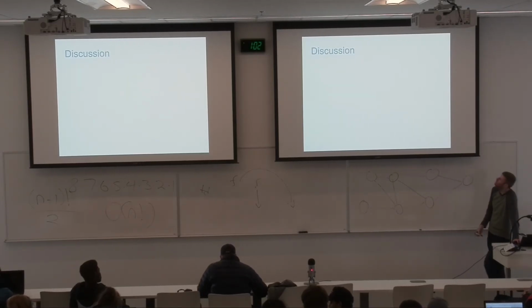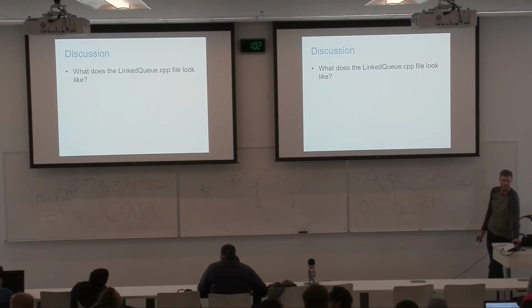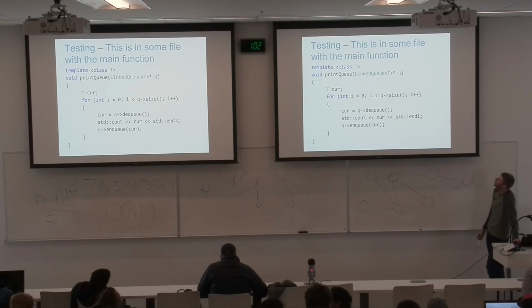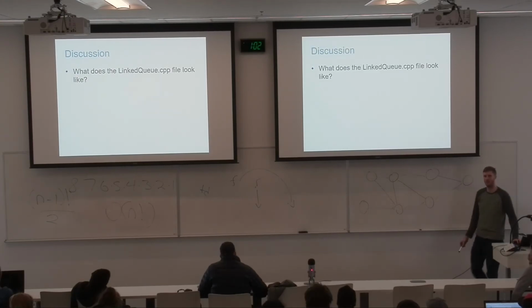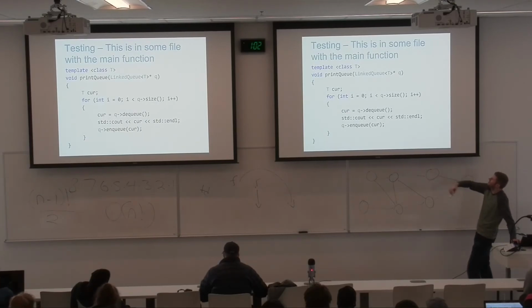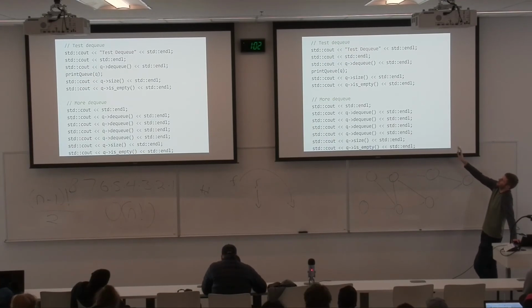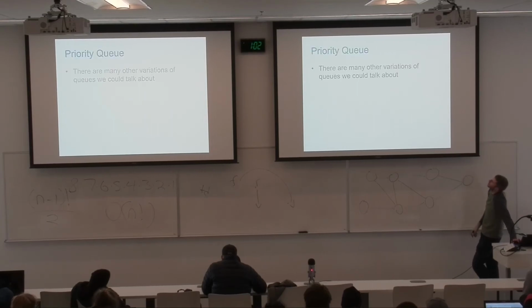So, what does the CPP file look like? This is generic. What would that look like? It's like nothing. So we can do some quick tests. I'm not going to go through this. This code is online. You can play around with it if you want.